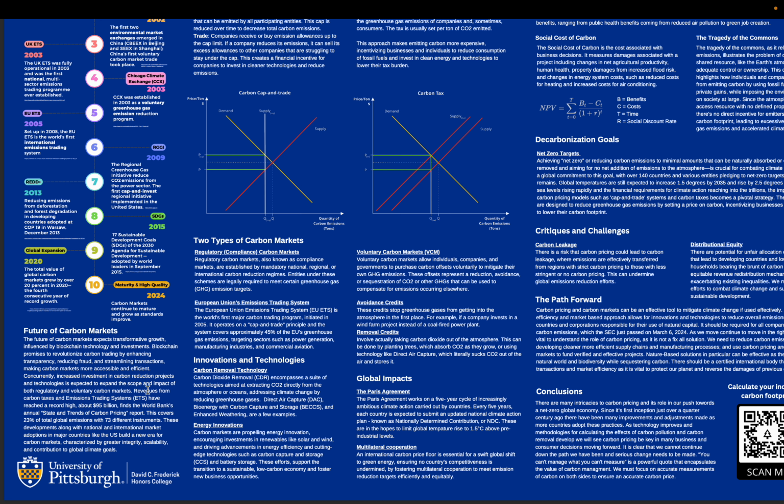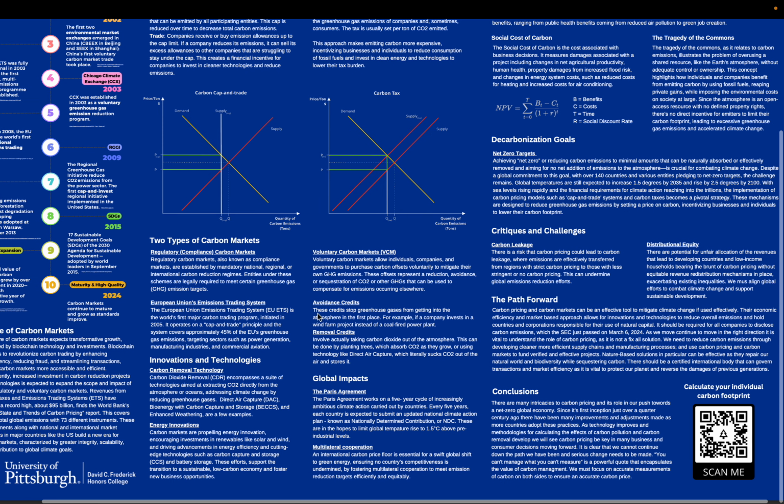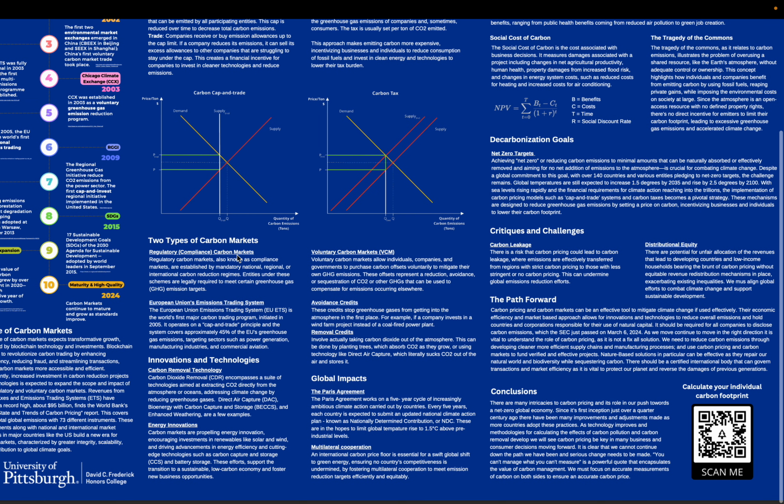I talk a little bit about the future, which is quite interesting, with some blockchain technologies, as well as there's going to be a lot of investment to meet these net zero targets that we talk about. And then there are a couple of different types of carbon markets, regulatory and voluntary, that I get into a little bit, with the types of credits that are offered, as well as some of the innovations and technologies that have come out of these markets, whether that be direct carbon dioxide removal technologies or energy innovations with renewable energies, which is quite interesting.